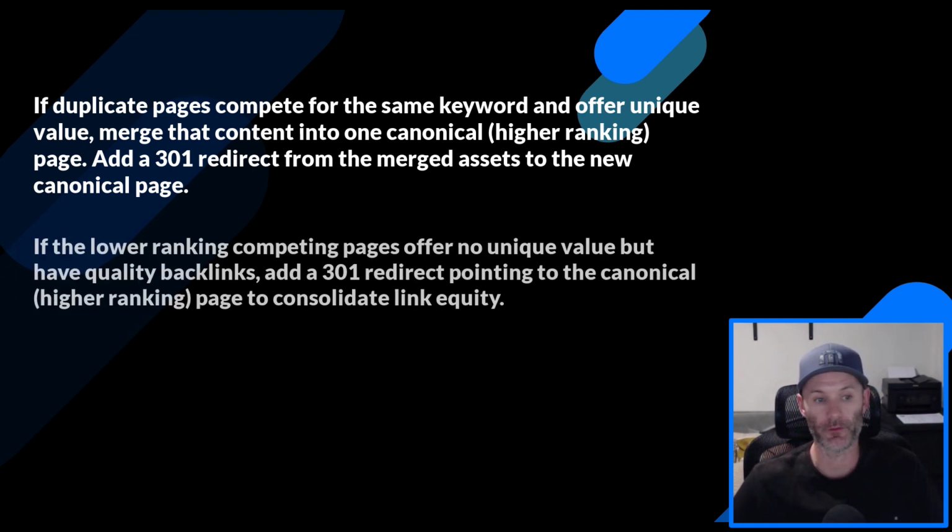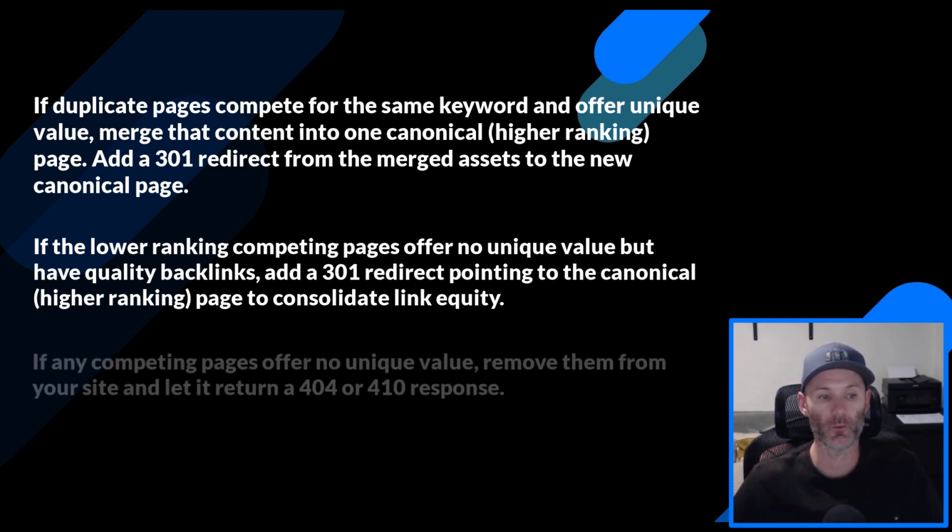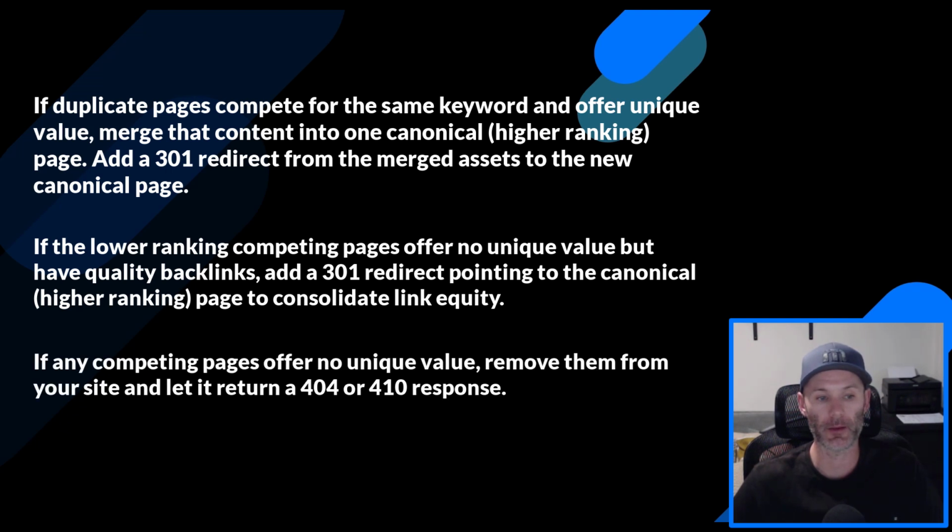The second one is if the lower ranking competing page offers no unique value, but it does have quality links pointing to it, you can add a 301 redirect pointing to that canonical higher ranking page so that you can consolidate any link equity from that second page into the top one, which can make that asset more authoritative and potentially give it a ranking bump. And then the third one here is if we have any competing pages that offer no unique value and they don't have any links pointing to them, you can just remove those from your site or let them 404 or 410 out of the index.